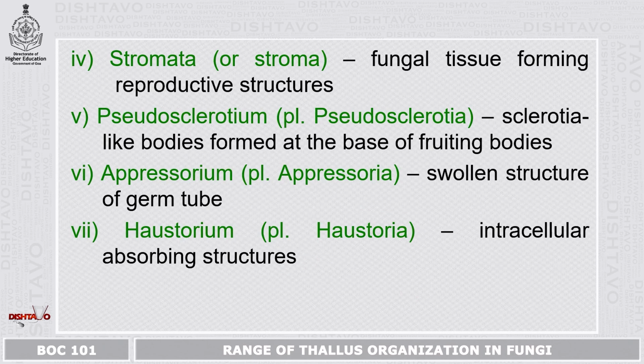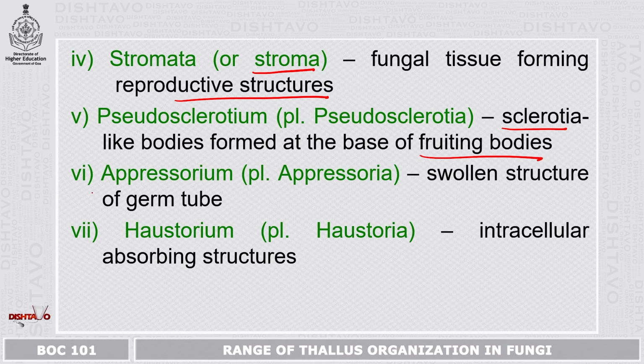The fourth type of modification is stromata, or stroma. It is the fungal tissue which forms a reproductive structure. Then there is something called pseudosclerotium. These are sclerotia-like bodies formed at the base of the fruiting bodies.